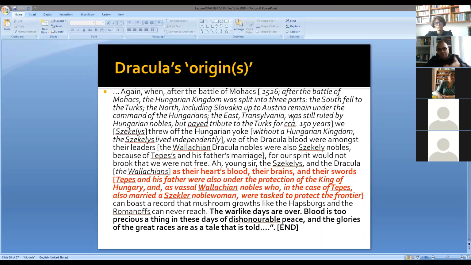This is a direct reference to the role of Țepeș, or Țepeș the father. Came both the record that mushroom growths like the Habsburgs and the Romans can never reach. And this is the end phrase: The warlike days are over. Blood is too precious a thing in these days of dishonorable peace, and the glories of the great races are as a tale that is told.